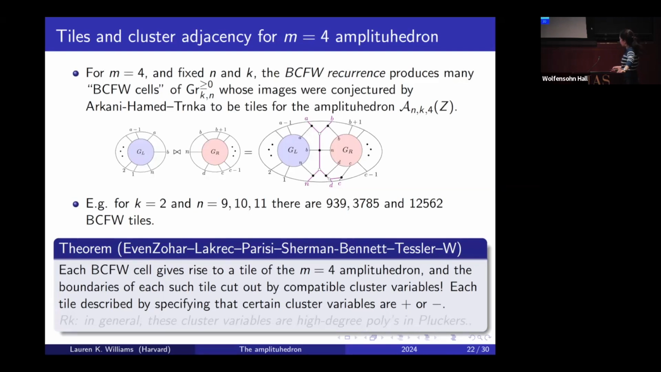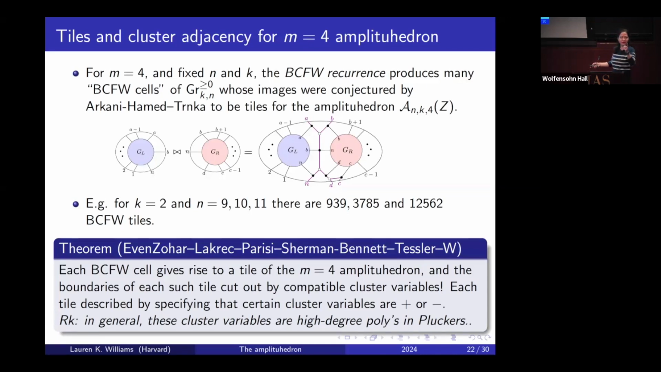For m equals 4, it's significantly harder than m equals 2, because in general these cluster variables are high-degree polynomials in Plücker coordinates. We don't know all the cluster variables for Gr(m,n). So we had to prove this inductively using the inductive structure of BCFW cells.